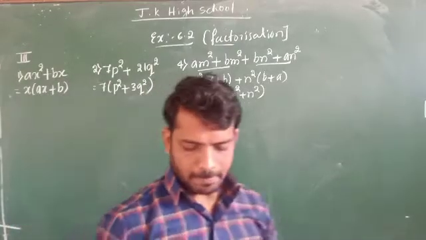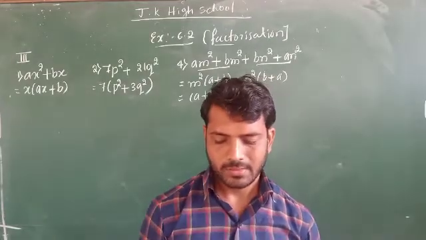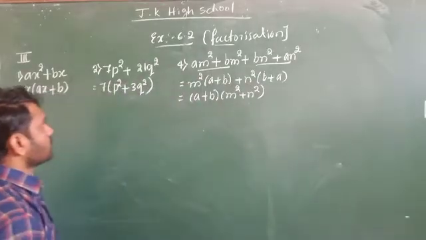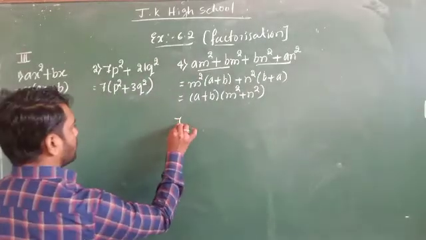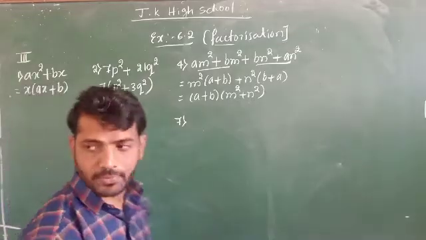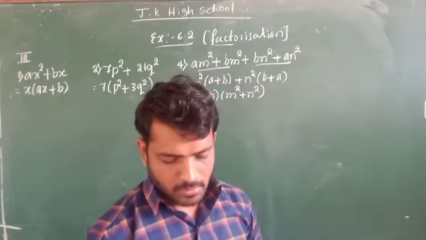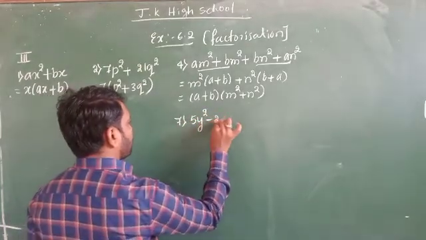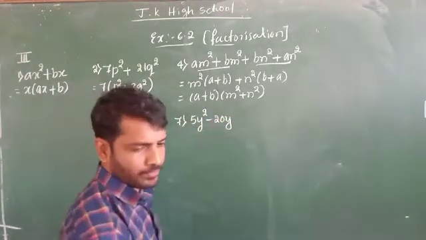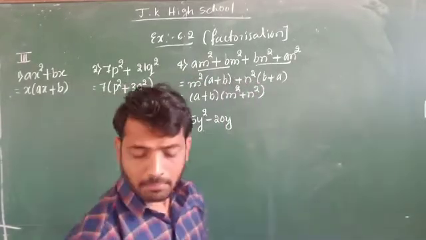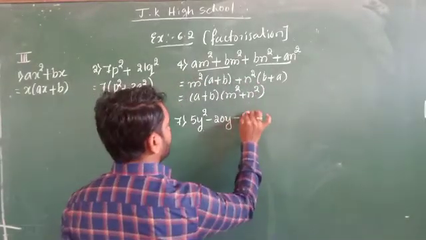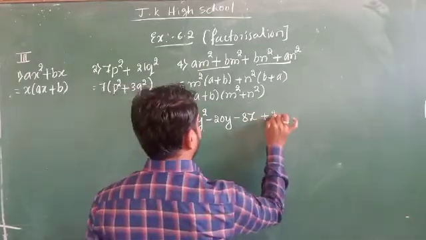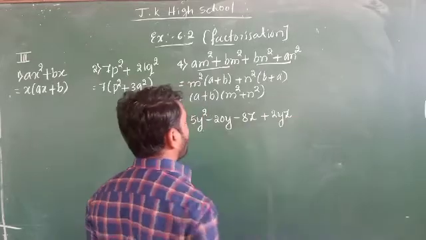So one more question is there. Question number 7. It is a little bit different, I will solve that here only. Question number 7: 5y square minus 20y minus 8z minus az plus 2yz.